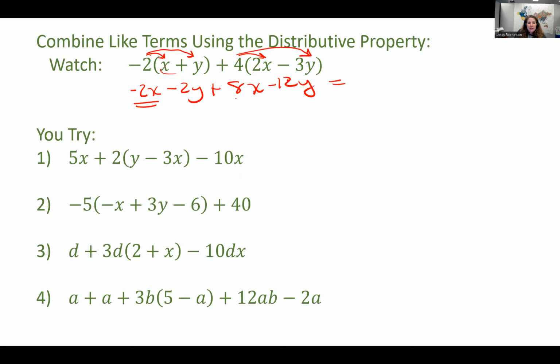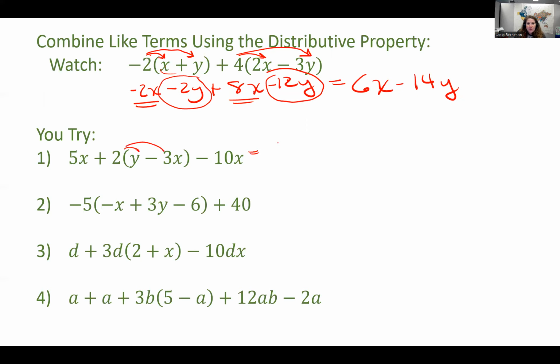We have negative 2x plus 8x. Negative 2 plus 8 is 6x. And then negative 2y combined with negative 12y. Negative 2 minus 12 is negative 14y. All right, you guys try and then watch the video and check your answers.